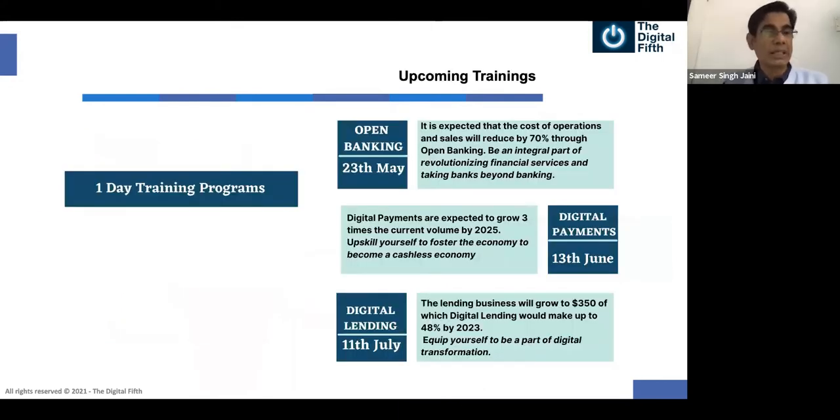Coming to one-day trainings coming up this month, on the 23rd we have one training focused on open banking. Then on 13th of June something is coming on digital payments, and then on 11th of July it's coming up on lending as well. So back to back, something is happening every month. You can actually use them.